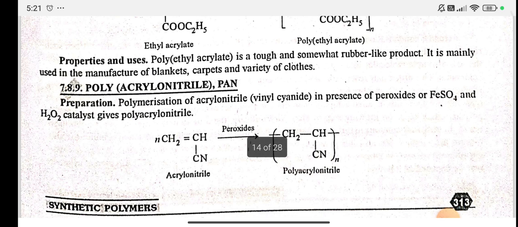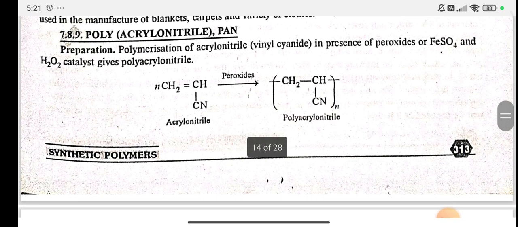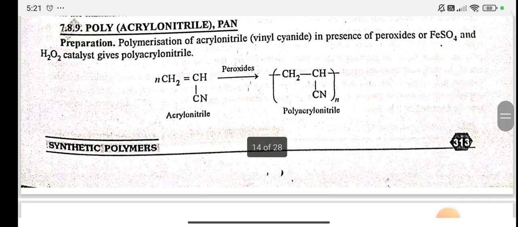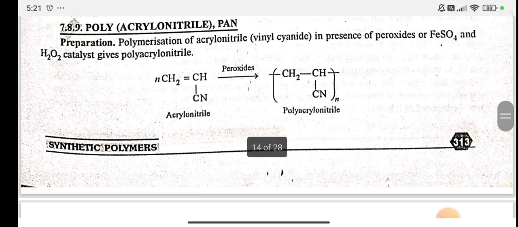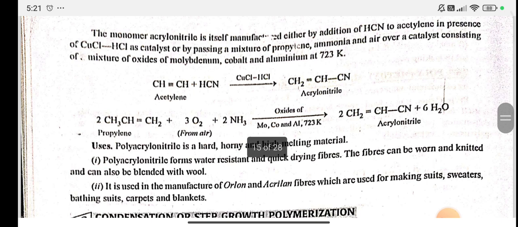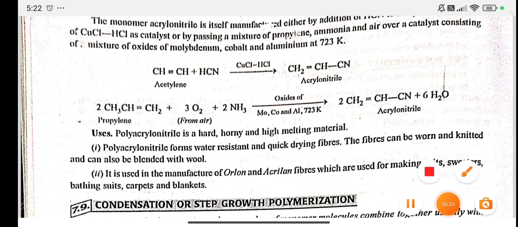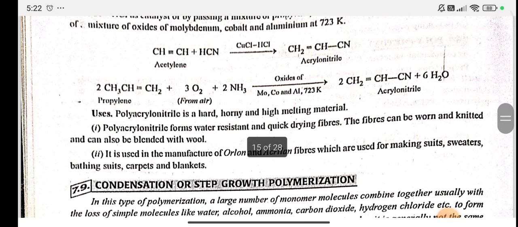Polyacrylonitrile. Polymerization of acrylonitrile in the presence of a peroxide, or FeSO4 and H2O2 catalyst, gives polyacrylonitrile. The monomer acrylonitrile is itself manufactured either by addition of HCN to acetylene in the presence of CuCl and HCl as a catalyst, or by passing a mixture of propylene, ammonia and air over a catalyst consisting of a mixture of oxides of molybdenum, cobalt, and aluminum at 723 Kelvin.